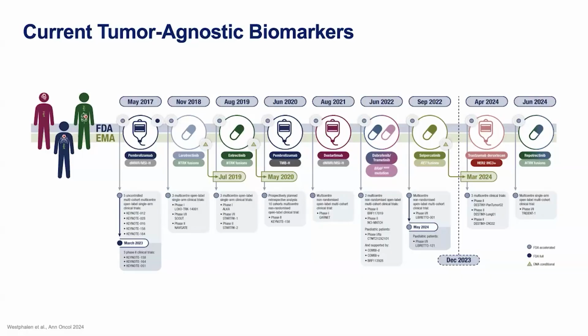Dostarlimab, similar to pembrolizumab, was also FDA approved in a tumor agnostic indication. And then in June of 2022, we actually had kind of a new type of therapy, a combination of a BRAF inhibitor and a MEK inhibitor, dabrafenib and trametinib, approved for patients with BRAF V600E mutations.